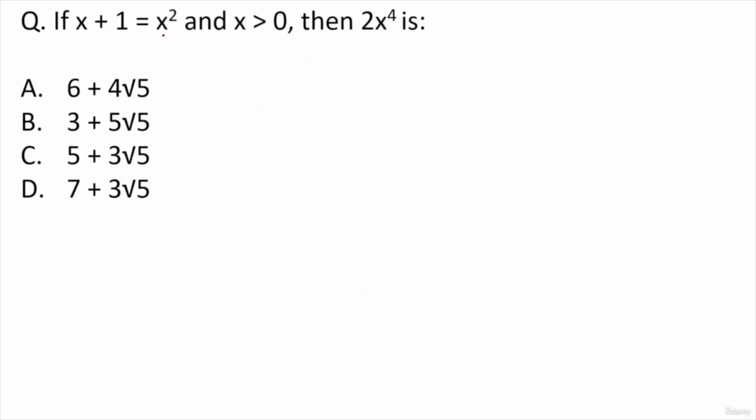Given that x plus 1 is equal to x square and x is greater than 0, then 2x raised to 4 is, okay, CAT 17 question hai guys. Let's see how very easily we can apply the quadratic formula once and just square it twice to get the answer. We have been given x square is equal to x plus 1. We write this as x square minus x minus 1 equals 0.